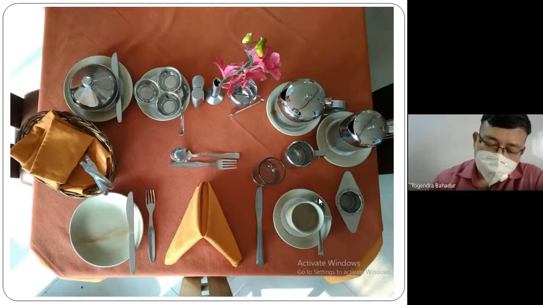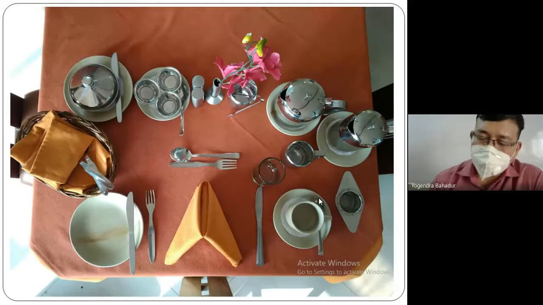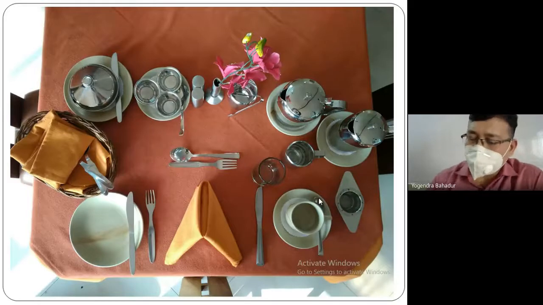Likewise, if you have been serving uttapam or vada to the guest, along with the uttapam and vada, you have been serving sambar. So there is a requirement of an AP spoon.